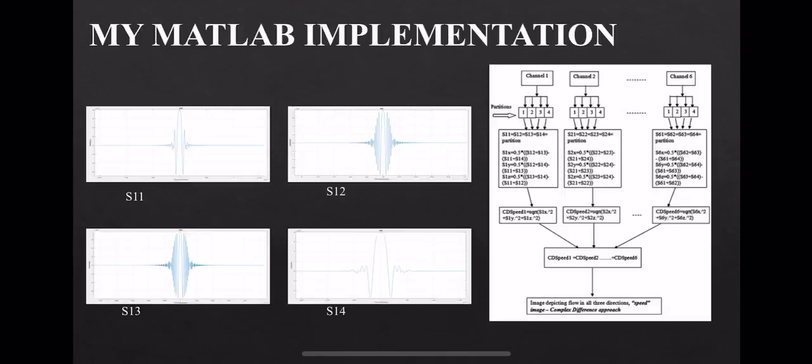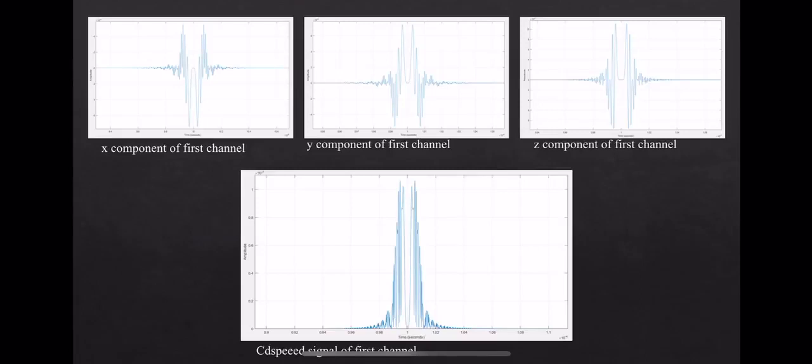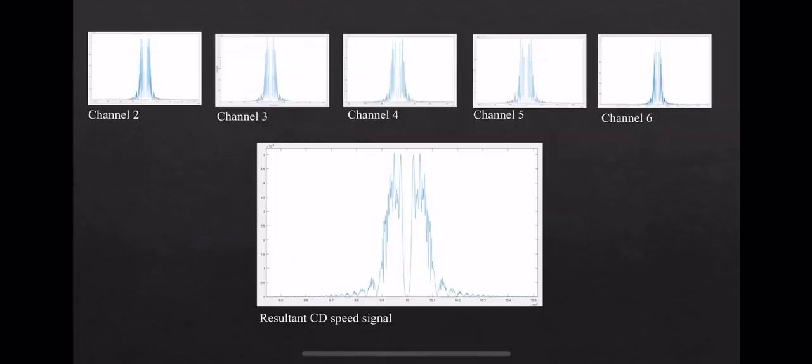For the complex difference case, here you can see 4 different signals for 4 different partitions in the first channel. Then by using these partitions, I used MATLAB to calculate the CD speed signal of the first channel. Here its X, Y and Z components are shown above and the CD speed signal is shown below. After repeating the same procedure for all channels, I obtained 6 CD speed signals, and finally by adding them, the resultant CD speed signal is illustrated here.